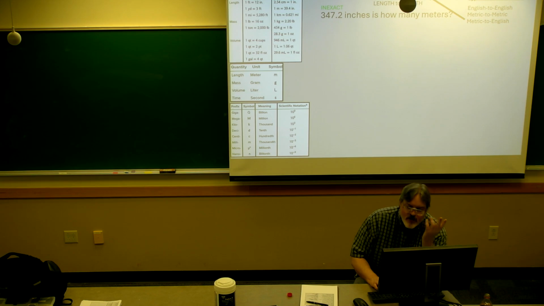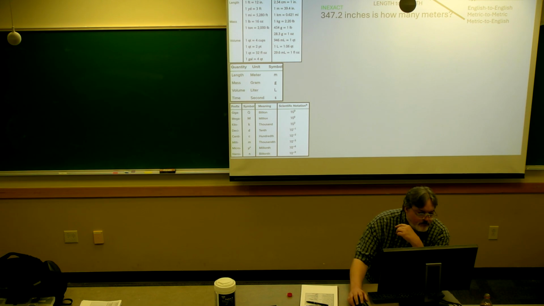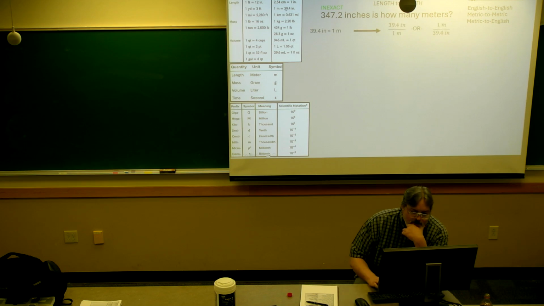Okay, so another English and metric conversion. So I just made up a number, 347.2 inches. How many meters is that? And you do have an inches to meters here, so we'll use that. I'll skip down here. So 1 meter is 39.4 inches. Put my numerical values together. 347.2 divided by 39.4, my calculator gave me that.